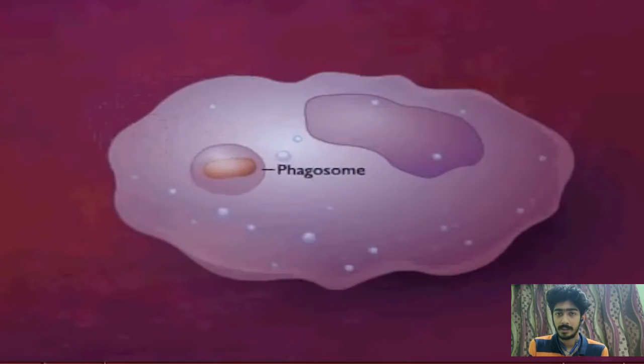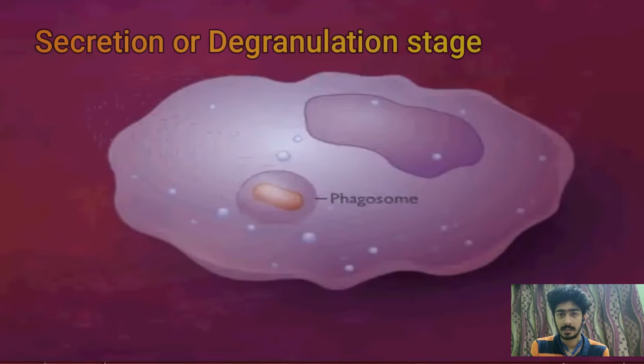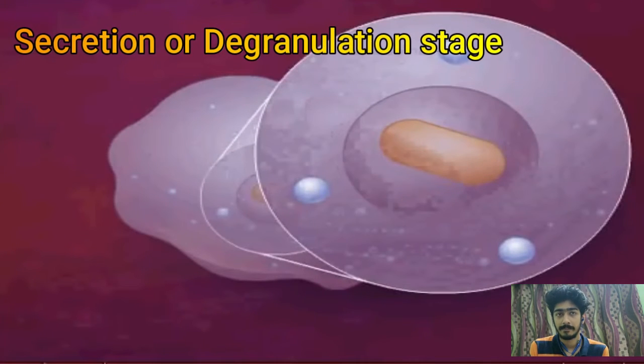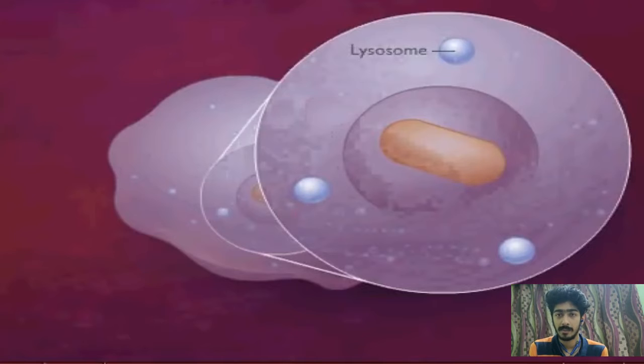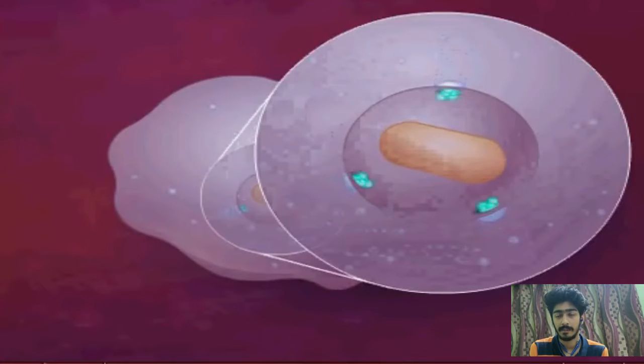The last two phases of phagocytosis are as follows. Sixth, degranulation or secretion stage. In this stage, when the bacteria is fully engulfed by the neutrophil, lysosomal enzymes are released into the vesicle to digest the bacteria.